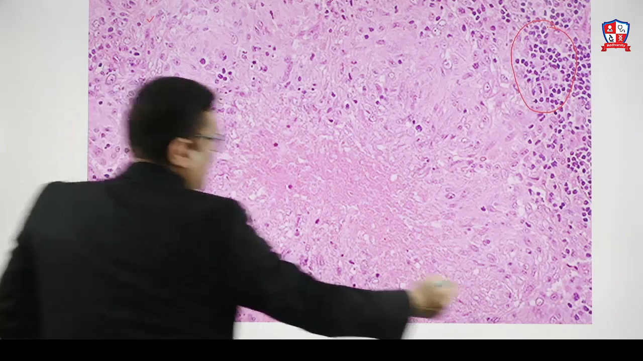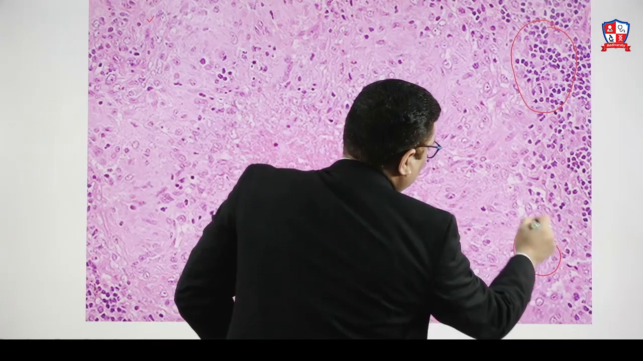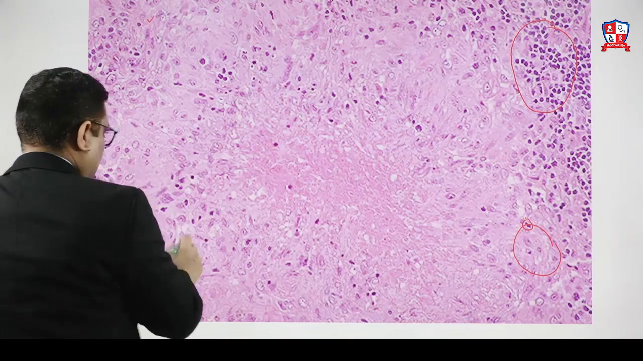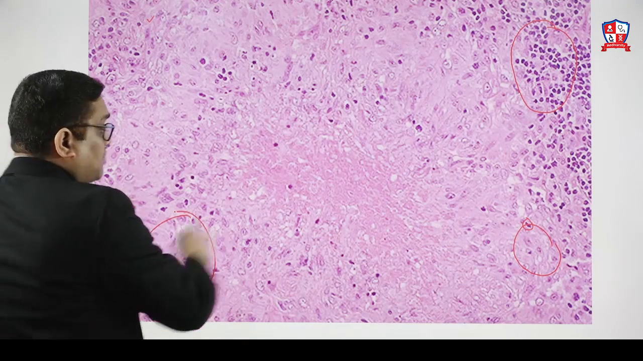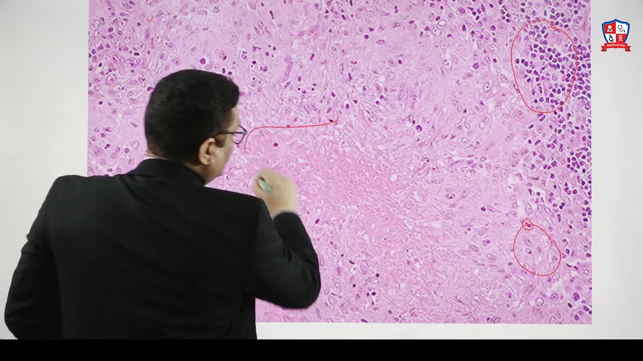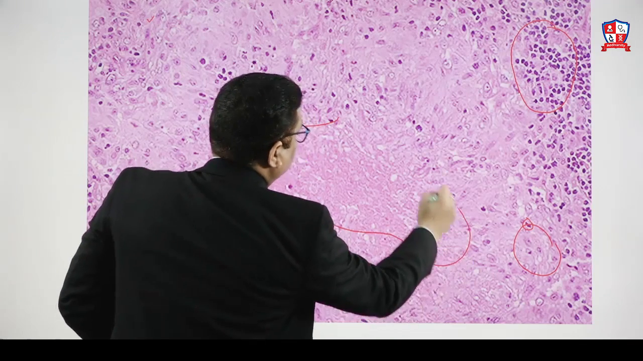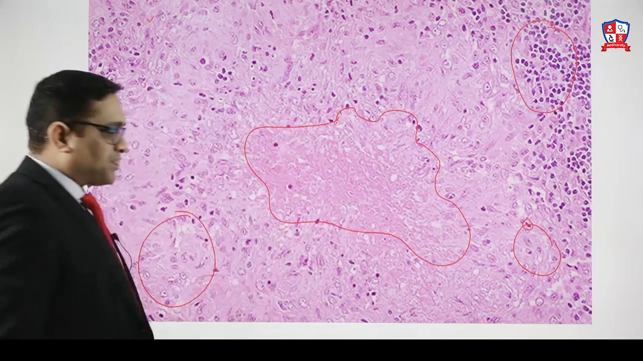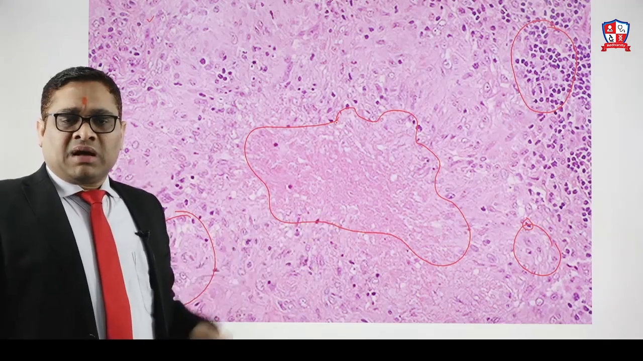And when you are coming here, you can also notice some of the cells along with the mononuclear cells. Here also you can notice some cells. But when you are focusing on the center, can you notice this area which I am showing you? Just notice this area which I have outlined.